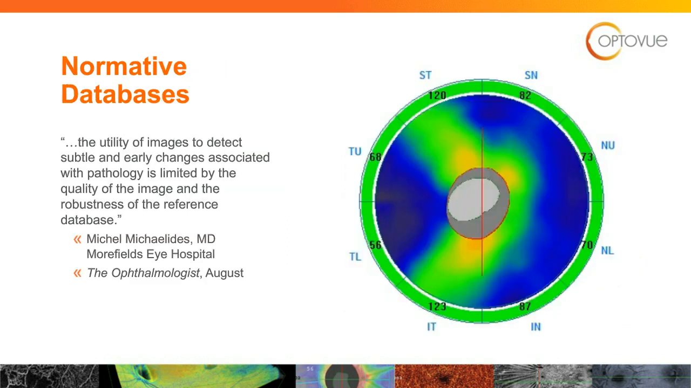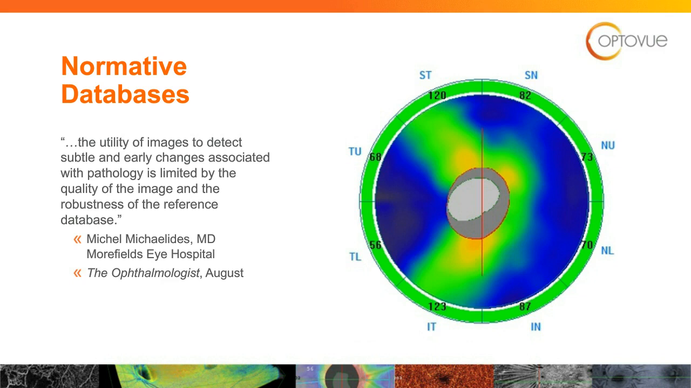Just a word about normative databases. I don't like to read quotes verbatim, but I think this is worthwhile. Dr. Michaelides from Moorfields says the ability of these images to detect subtle and early changes is limited by the quality of the image. That's what we referenced on the last slide, and the robustness of the reference database. And that's a really important point.